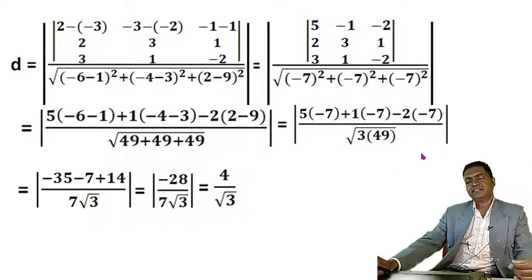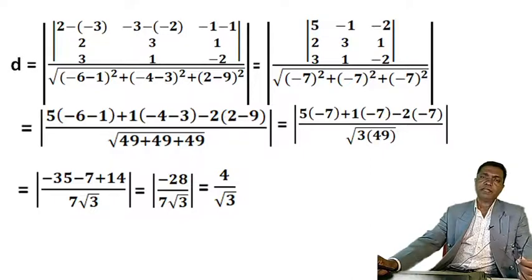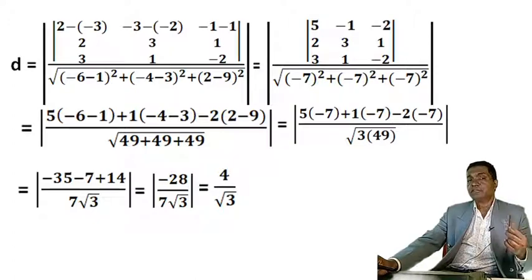Nothing is left to explain because everything was explained in the last problem. The final result will be 4 by root 3 because 7 ones are 7, 7 fours are 28. Whenever you get a negative, remove that, because distance is always a positive quantity. So this is all about how you can find the shortest distance between two lines, both in Cartesian form and vector form. Please practice more and more. You can get one question definitely for 3 marks.